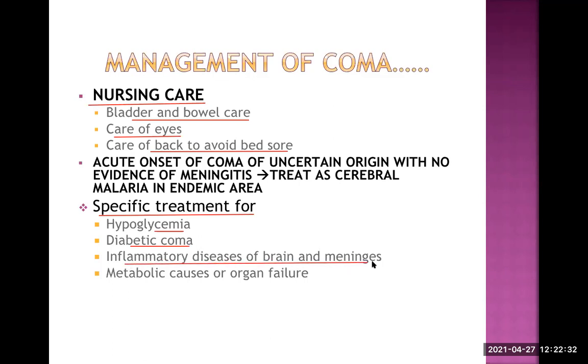Inflammatory disease of the brain and meninges, like meningitis, encephalitis, those should be confirmed and then treated accordingly. And metabolic causes or organ failure, diagnose first, like hepatic encephalopathy or uremic encephalopathy, and treat accordingly. So these are the specific treatments for coma. But the general type of treatments are similar in most of the cases.